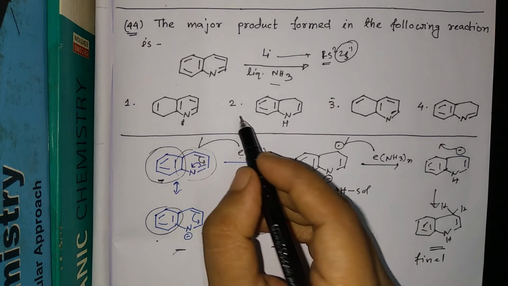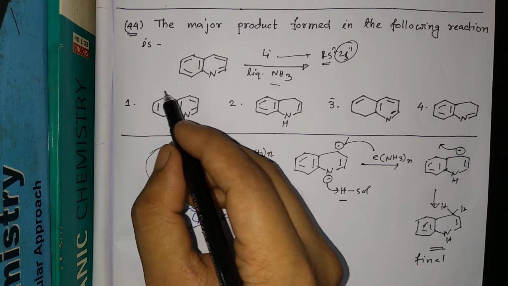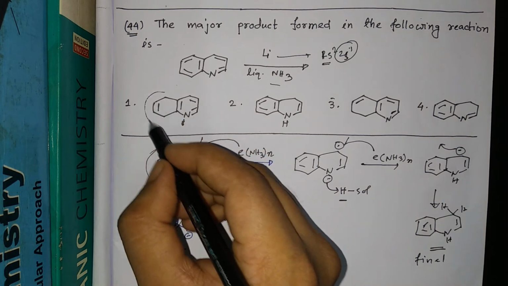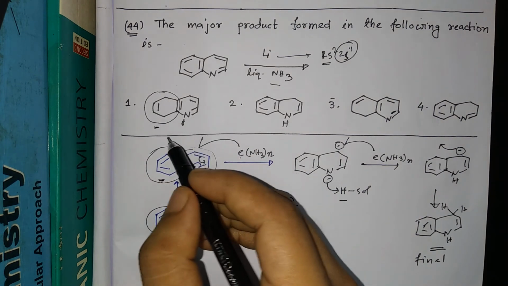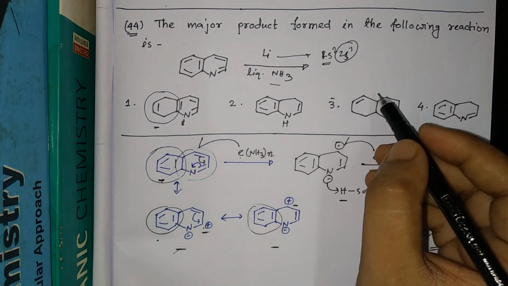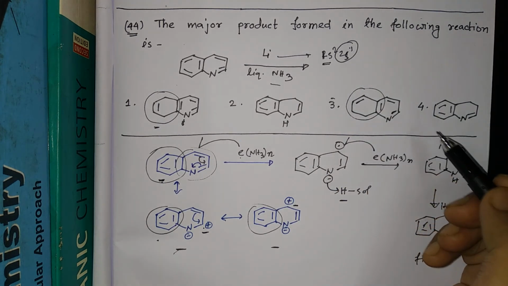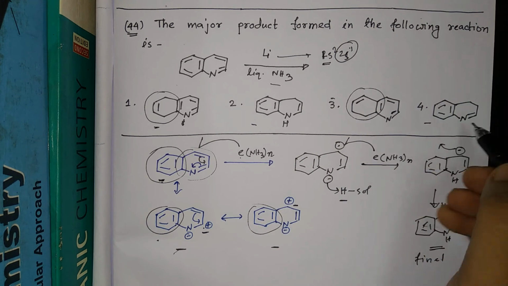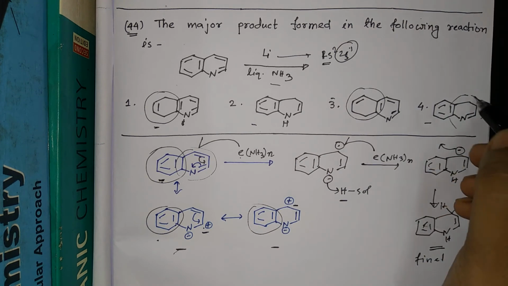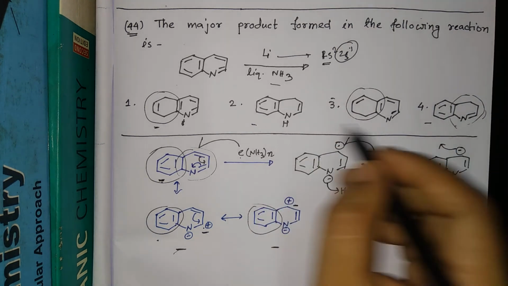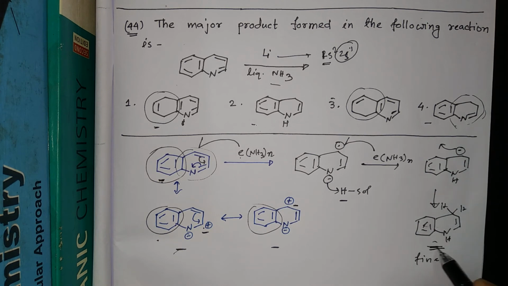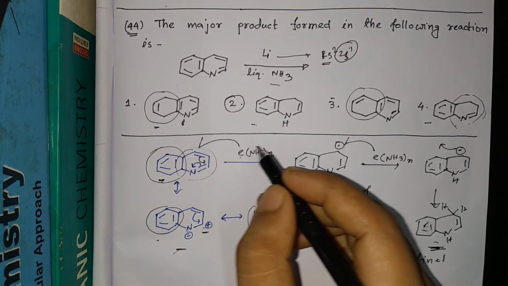So guys, you see, in the first option the benzene ring is reduced, and hence this is not the correct final product. In option 3 also the benzene is reduced, so this is not correct either. But option 2 and option 4 have the reduced ring of the pyridine ring, so these may be the final product. You can see option 2 is the actual correct answer.